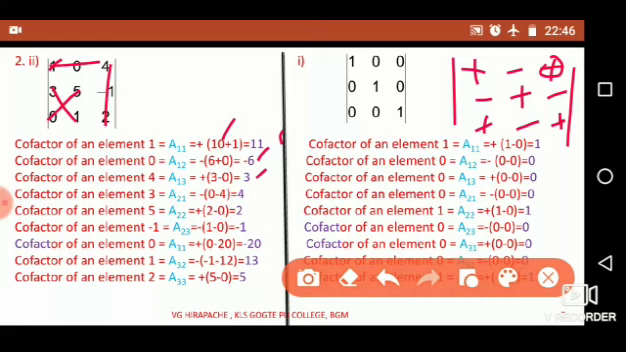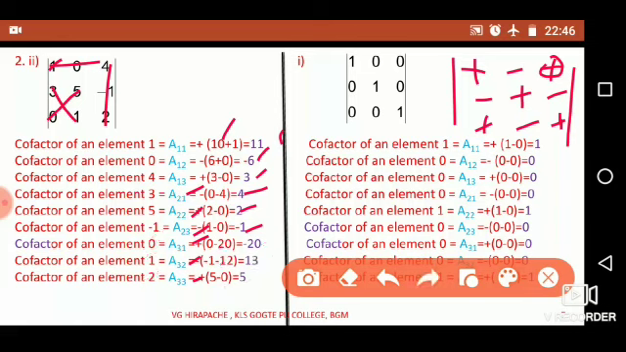Similarly, we can find the cofactors of the second row. Second row elements are 4, 2, plus 1. The signs minus, plus, minus are multiplied with these, and those become the cofactors. For the cofactors of the third row, plus, minus and plus signs are multiplied to the minors of the respective elements, that gives 20, 13 and 15.